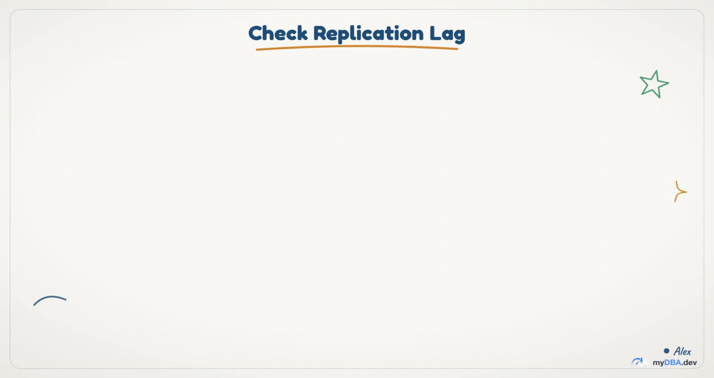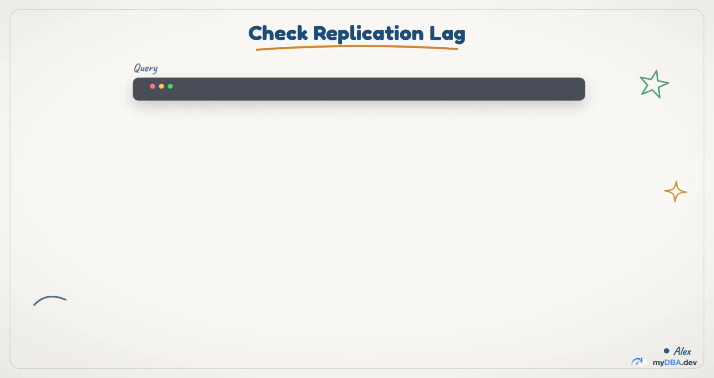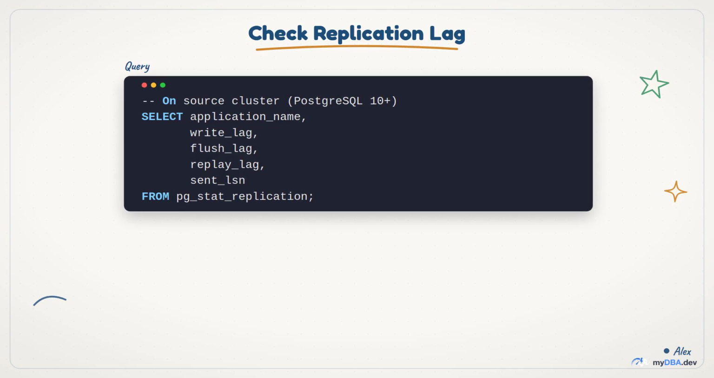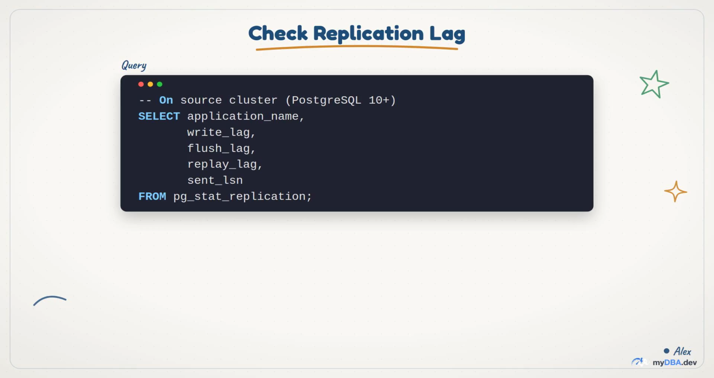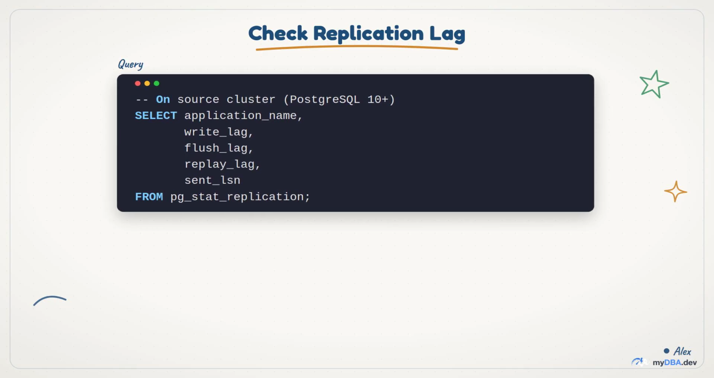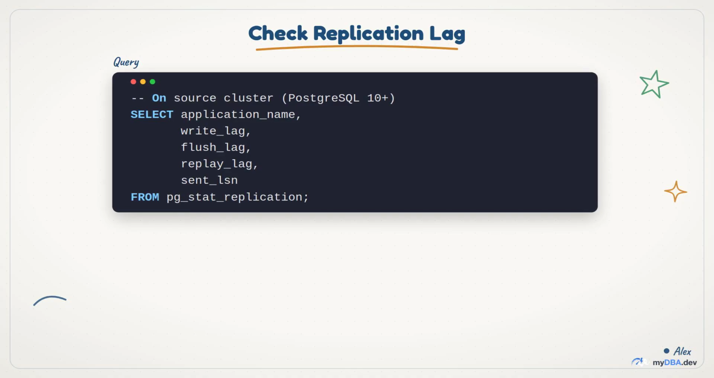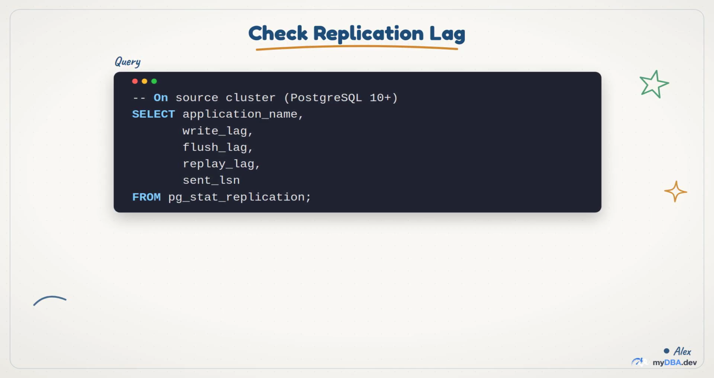Run this query on the source to see replication lag. Write lag is how far behind the subscriber is in writing changes, flush lag is how far behind in flushing changes to disk, and replay lag is how far behind in applying changes. All should be under a second in a healthy setup. Note that these lag columns are available in Postgres 10 and later.